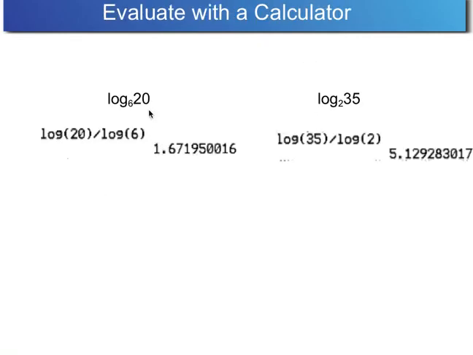So if I wanted to evaluate log base 6 of 20 in my calculator, I could do log of 20 over log of 6. That's log base 10 of 20 over log base 10 of 6. Same idea here. Log base 2 of 35 is log of 35 over log of 2. And that will get me a nice decimal approximation.